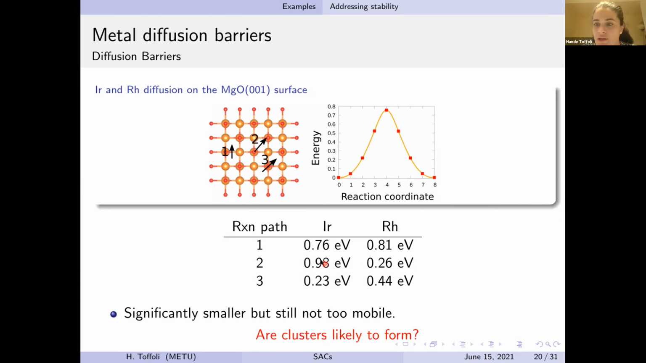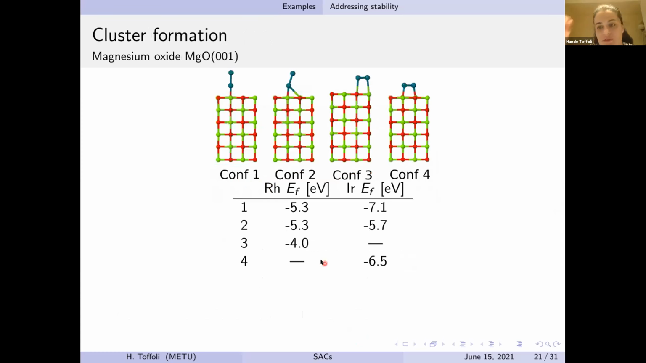Okay, so we covered absorption, we covered diffusion. How about formation of clusters? So if these atoms find one another, are they likely to form clusters? For this, we looked at the magnesium oxide surface, and we calculated the absorption energy of the second metal atom to the first metal atom. And of course, as you can see, the absorption energies are huge.